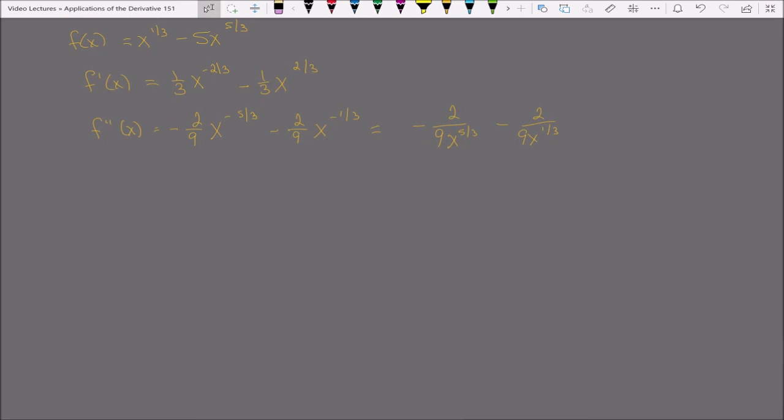Common denominator is x to the 5/3. Right, that means we're going to have negative 2 minus 2x to the 4/3 all over 9x to the 5/3. I factor out that negative so we can have negative 2 plus 2x to the 4/3 over 9x to the 5/3.